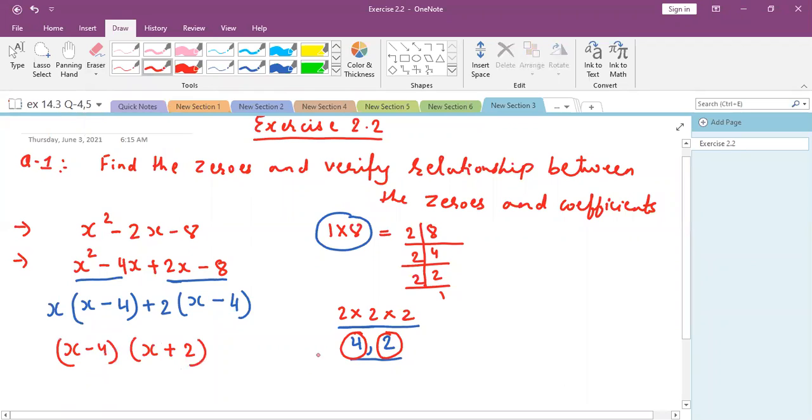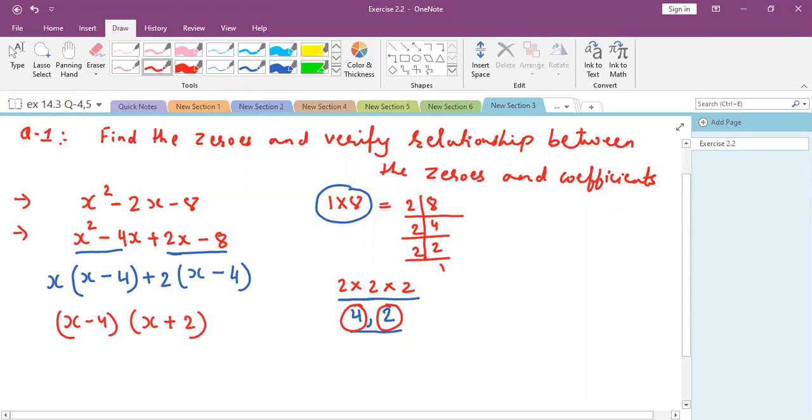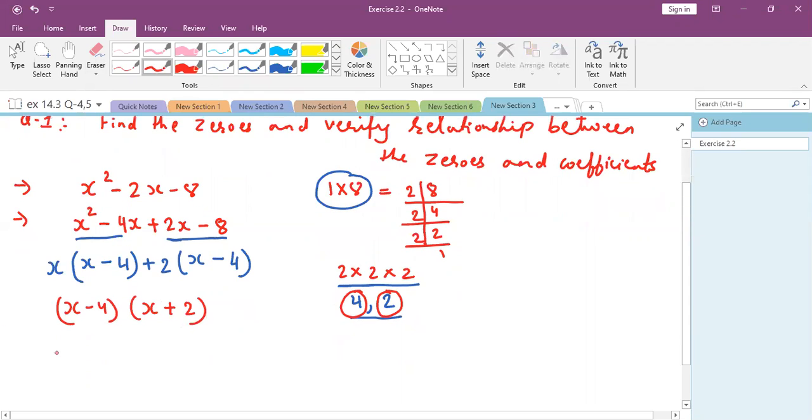So this is how we have factorized the given polynomial. Now let us find out the zeros by keeping both the brackets equal to 0. So if I take x minus 4 is equal to 0 and x plus 2 is equal to 0. So minus 4, if we transpose it to the other side, it will become plus 4. And similarly, if I take plus 2 to the other side, it will become minus 2. That is, the sign will change.